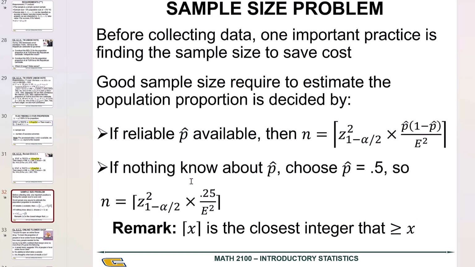And if you know nothing about p-hat, which means you cannot find any reliable p-hat ahead of time, then you just choose p-hat equal to 0.5. I think it's fair, right? Because p is from 0 to 1, so if you don't know, just use 0.5. At that time, you use the formula above, but you plug in p-hat 0.5, which gives you 0.25 in the numerator. So it would be the ceiling of z sub alpha over 2 squared times 0.25, divided by E squared, the error squared.